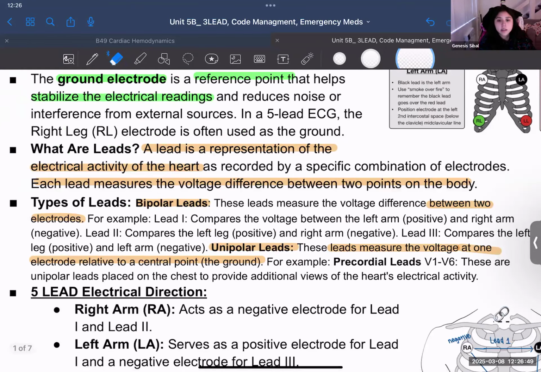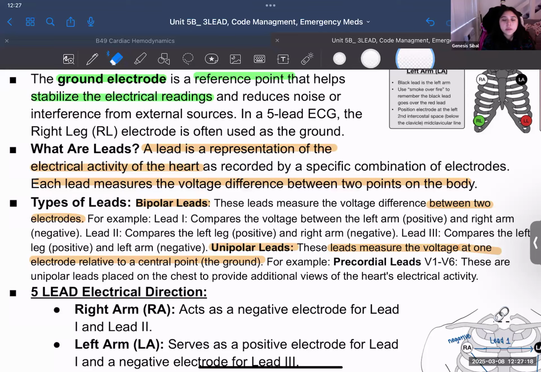So what are leads? That's a good question, because what are they? A lead is a representation of the heart's electrical activity, right? It is recording data to see, between every single electrode, what the heart activity is between them. Each lead measures the voltage between those two points of the body. There are different types of leads, and I think it's really important to know these things because then you can break it down a little bit further.